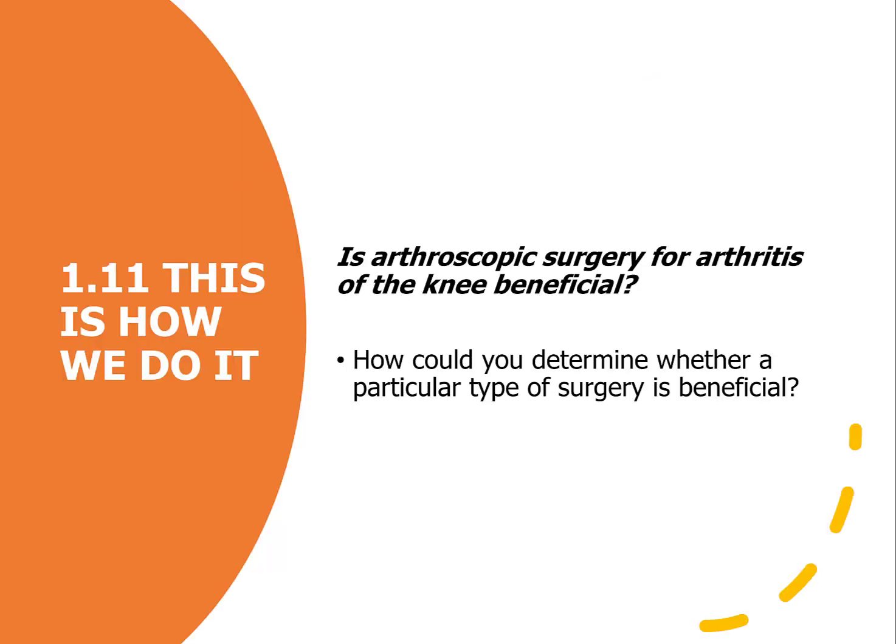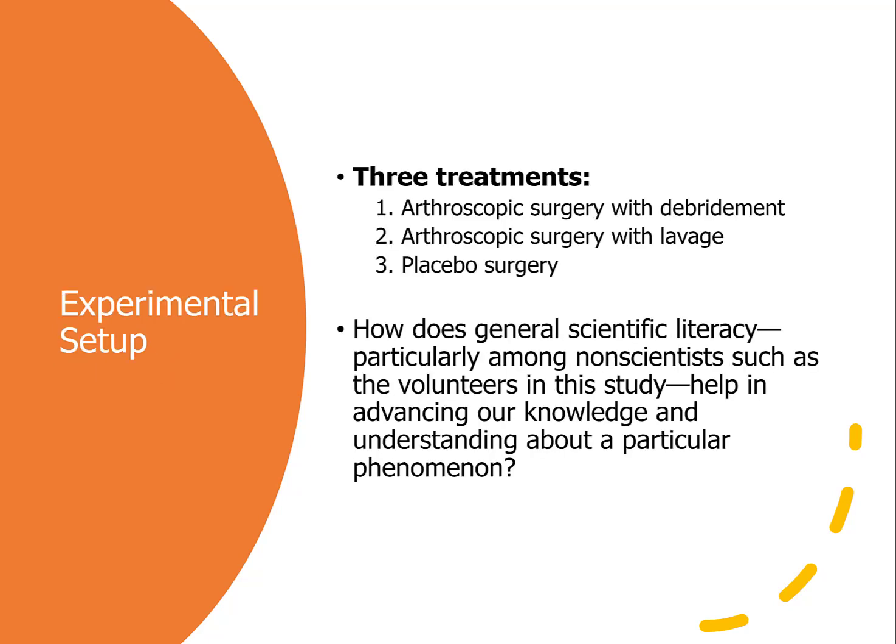So, arthroscopic surgery for arthritic knee. I was a sucker for this. How could you determine whether a particular surgery is beneficial? I mean, it even makes sense to me to do a less invasive procedure. So we have three treatments: arthroscopic surgery with debridement, arthroscopic surgery with lavage, and placebo. Lavage is where you're washing it out with sterile saline. Debridement is where you're cutting things out during a surgical procedure.